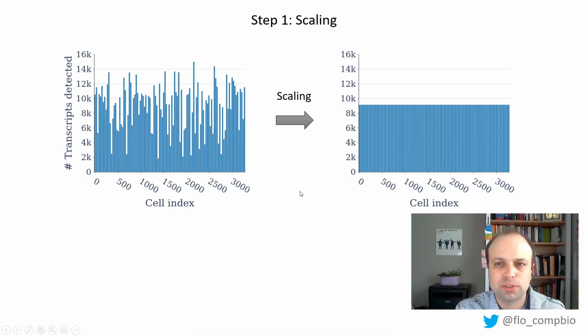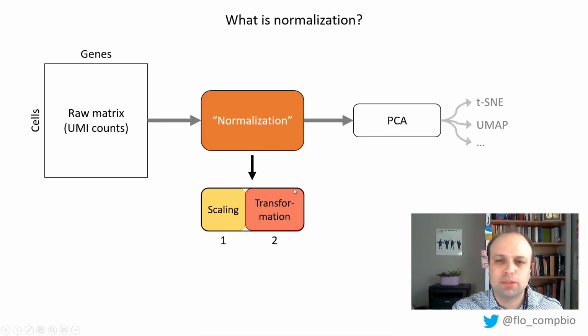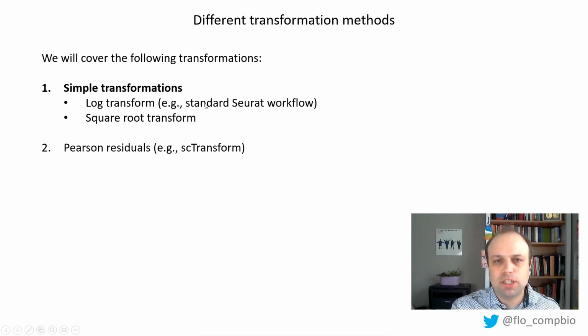So that's fairly straightforward. The second step is the transformation step. That's where we're going to spend most of the time in this video. I will go over three different methods for this transformation. The first two are what I call simple transformations. So a log transform, which is what is being used, for example, in the standard Seurat workflow, or a square root transform.